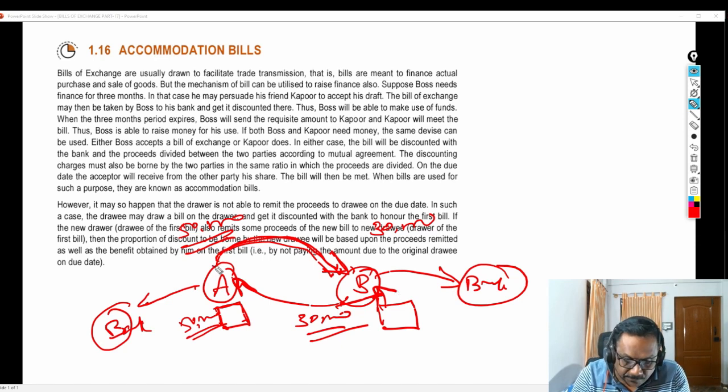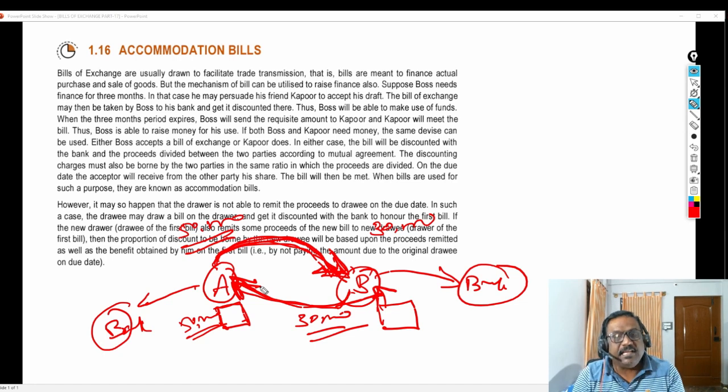Then on the due date, what will happen? A will pay his 50,000 rupees to B before the due date, and B will pay his 30,000 rupees to A before the due date, and they pay that amount to their respective banks. So this is how the transaction will get closed.